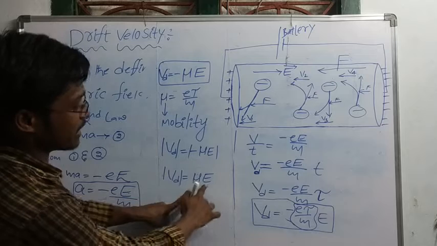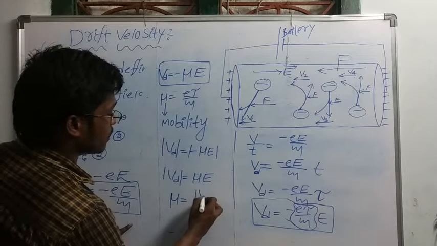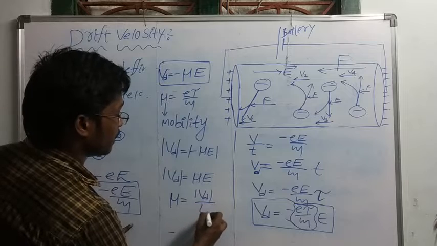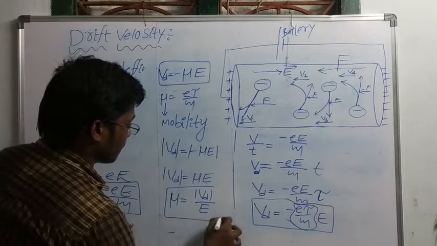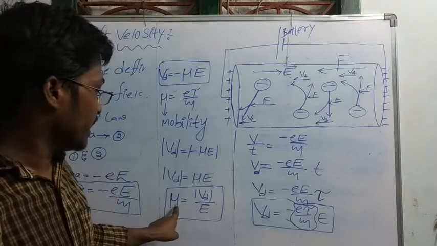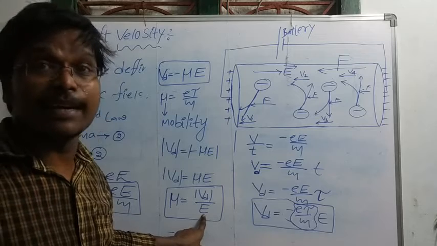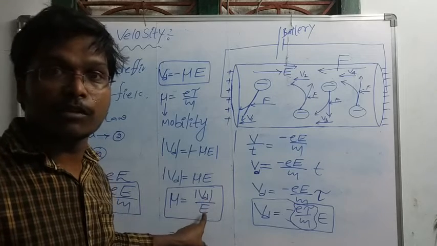I will send this E to this side. So mu is equal to mod Vd by E. This is the definition of the mobility. Mobility mu is equal to drift velocity by electric field.